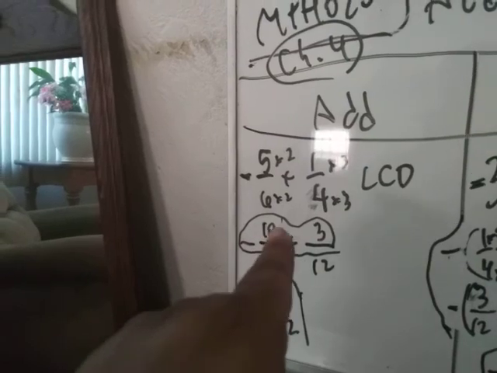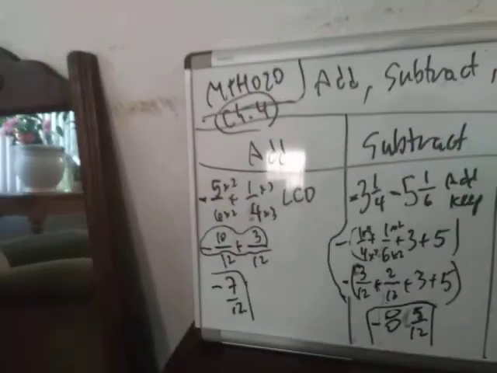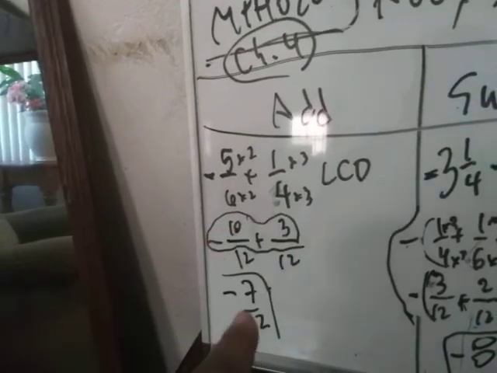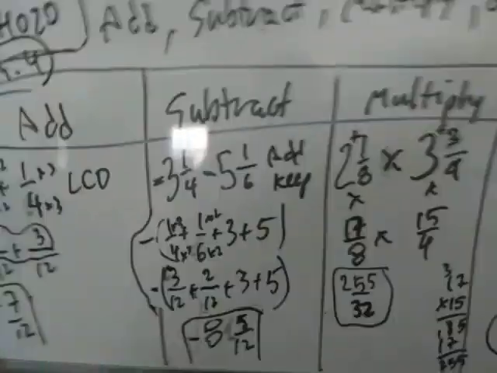So, minus 10 plus 3 is minus 7. If you're in the hole 10, you get 3, you still owe 7. So negative 7/12 is the answer.